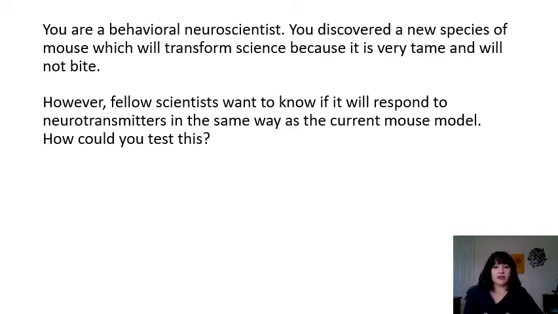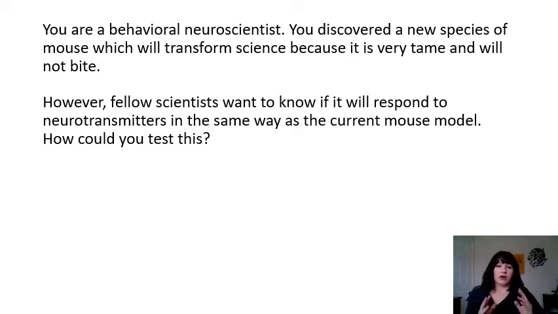We know that neurotransmitters have to bind to a receptor, right? And so there's a variety of different experiments that you could use to test this out. There's not one right answer. So first, you could treat this new mouse species with a neurotransmitter, and see how it responds behaviorally, right? You could treat it and then look at the brain like slices. You could take those cells out of the brain, culture them in a dish, and treat the cells in the dish with the neurotransmitter and watch how they respond.